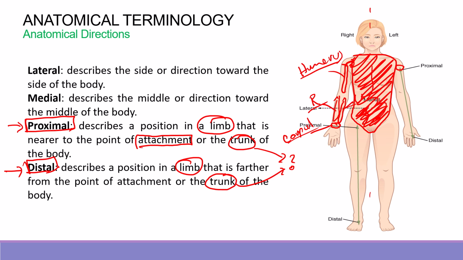Now, what about carpal versus radius? Which one of these bones is proximal and which is distal? Because the radius connects to the humerus, the radius is more proximal than the carpal bones. The carpal bones in this case are more distal.